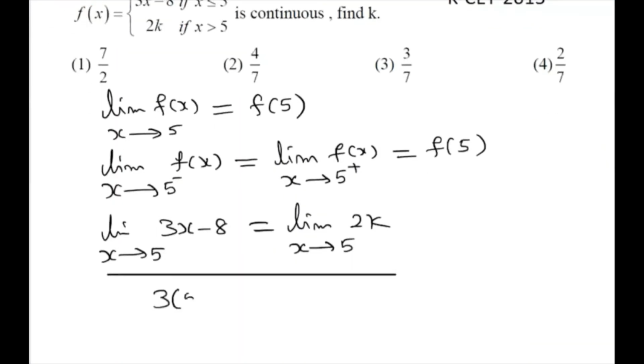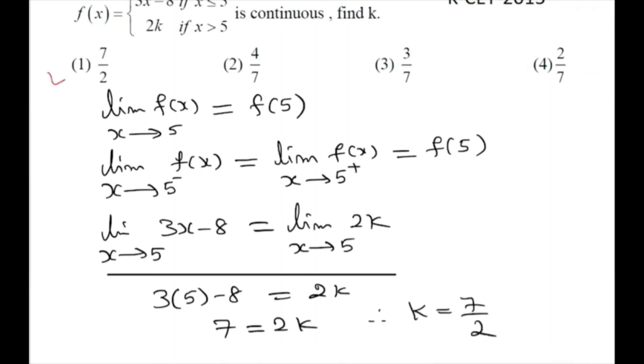Now 3 into 5 minus 8 equal to 2k. There is no x to substitute. 15 minus 8, 7 equal to 2k. Therefore, k is 7 upon 2. So the first option is the answer.